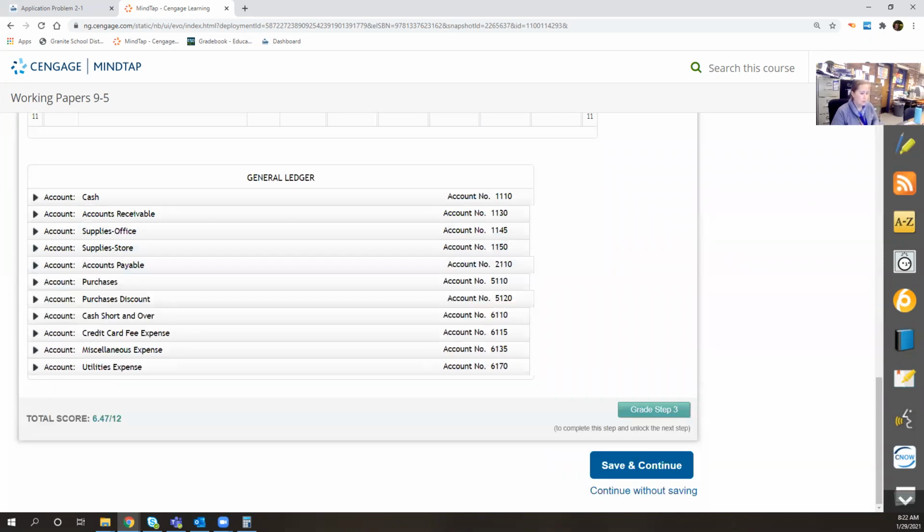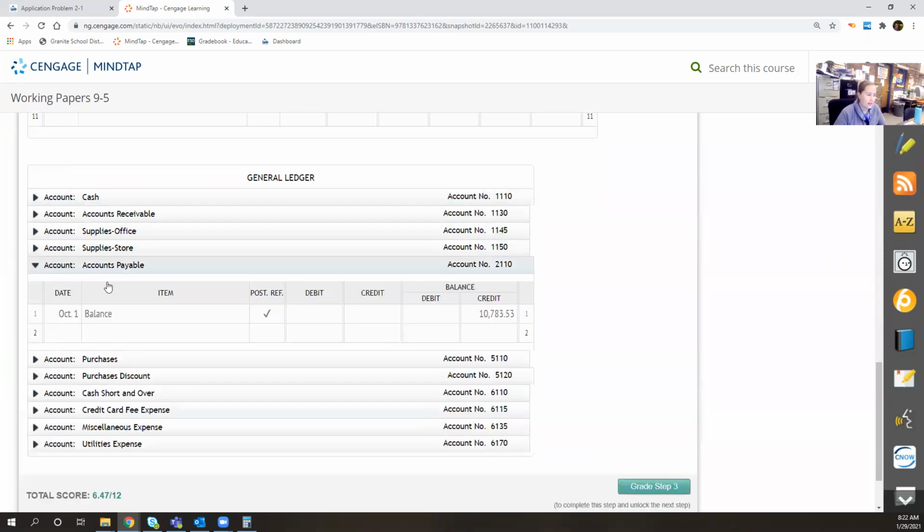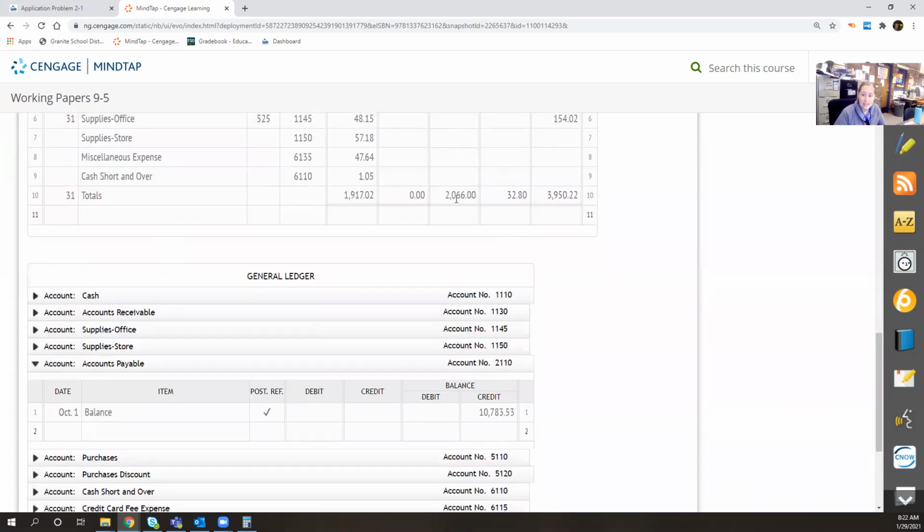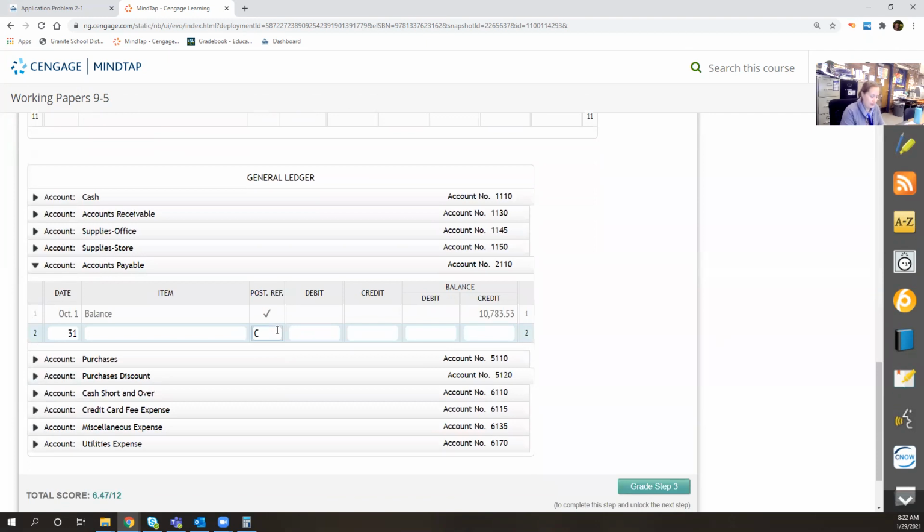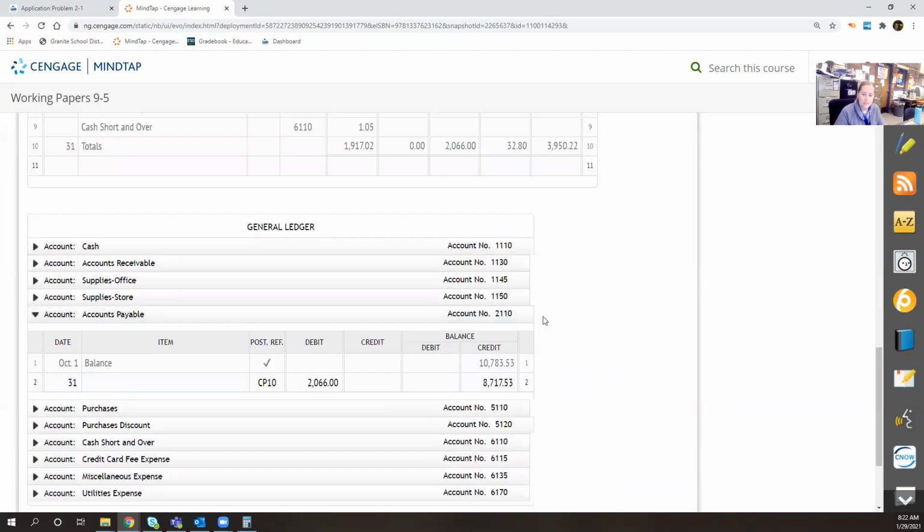All right. We need to also make sure that we did all the ledgers down below. Okay. So our supplies to the store, the supplies to the office. Let's look at our accounts payable. We are going to take this number right here and put on our accounts payable. So we're going to put in the 31st here. We're going to post reference CP 10. And we debited 2066. And we have a debit and a credit, so we're going to subtract those.